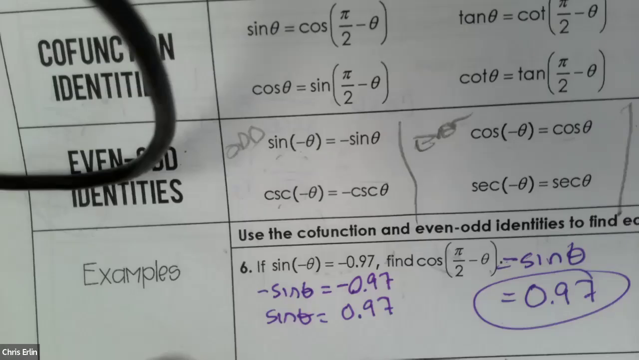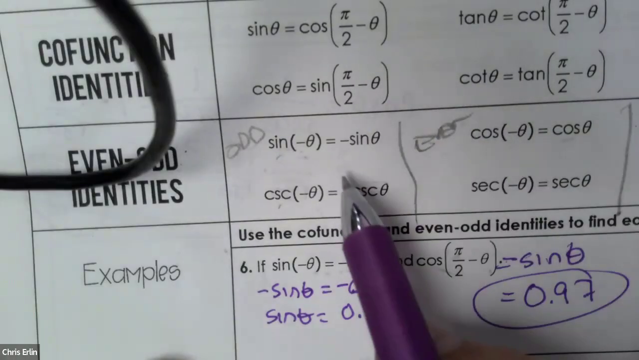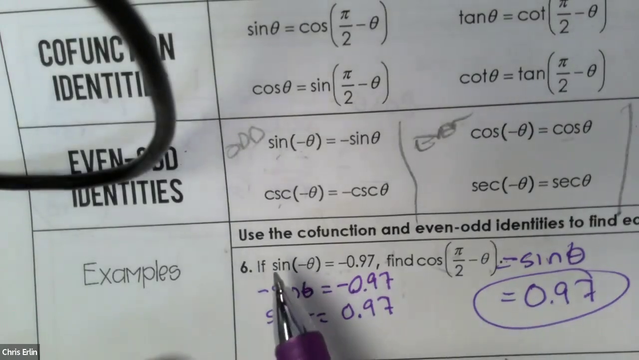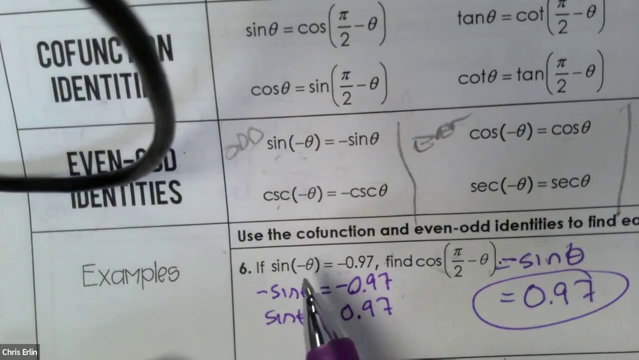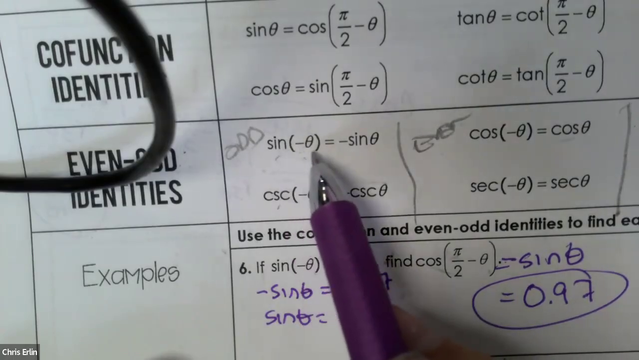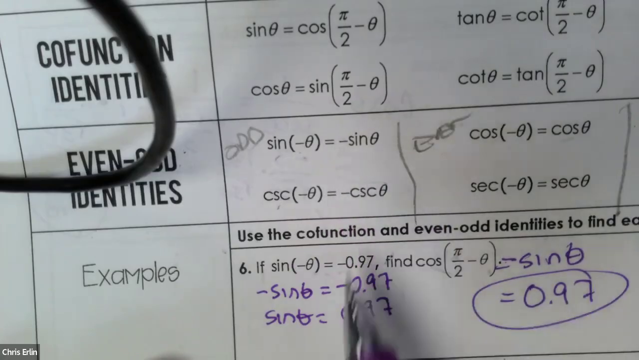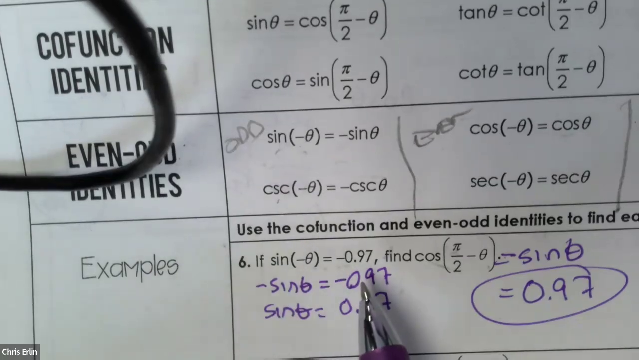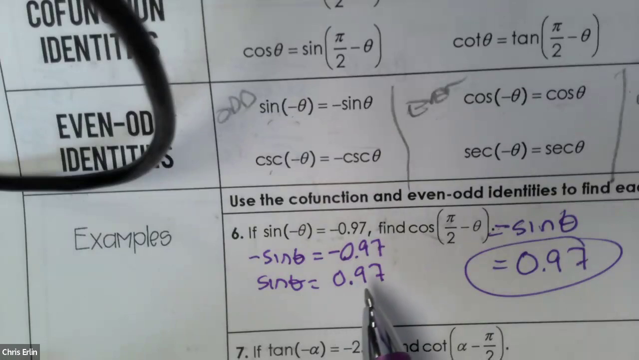Happened too quickly? Okay. What I did is I took what they gave me and I manipulated it using these two identities to discover what this is equal to. I started by saying the sine of negative theta is given to me as this. I'm going to get the negative out of here, so I use my even odd property. The sine of negative theta is the same as negative sine of theta. So I change this to this. Now, I see a negative out here and a negative out here. That just feels sloppy. So I'm going to divide both by -1, giving me sine of theta equals positive 0.97.